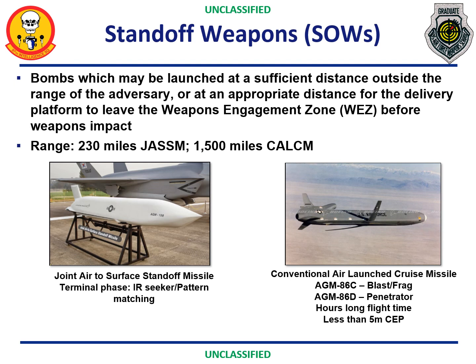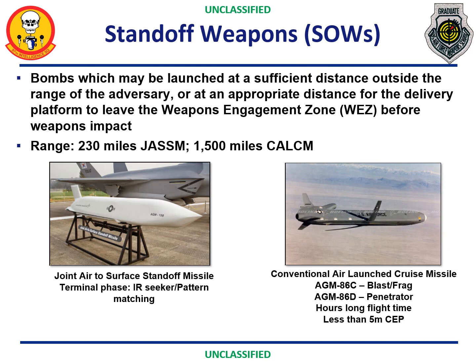The CALCM has two variants, the Charlie and the Delta. The Charlie is a blast frag, and then the Delta is a penetrator. What's unique about this weapon is the amount of flight time that it can have, sometimes hours long, with a less than 5 meter CEP. The overall advertised range for this weapon is 1,500 miles.